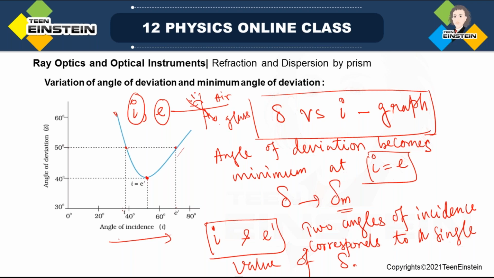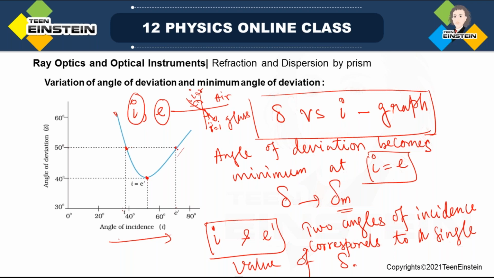The angle of incidence here becomes the angle of refraction, and the angle of refraction becomes the angle of incidence. And see, the angle of deviation remains the same. I just explained angle of deviation, right? So the angle of deviation remains the same both ways. If you do the reverse way also, you will get the same angle of deviation.